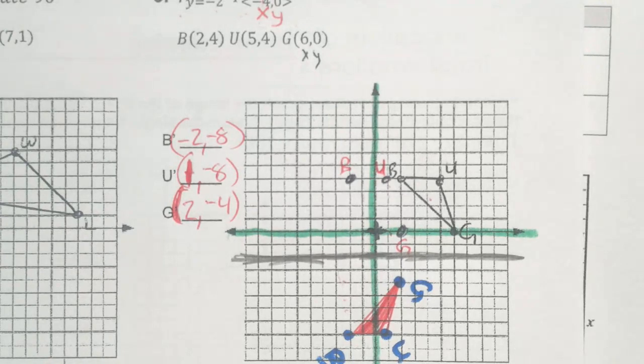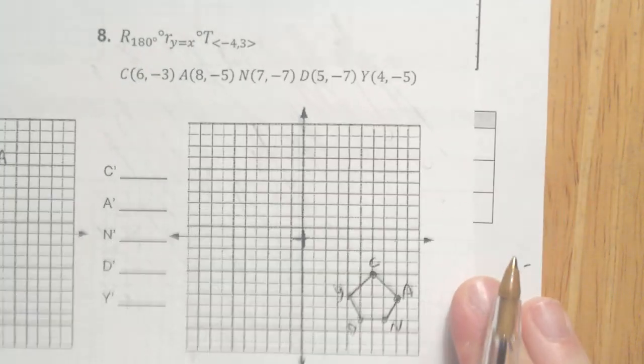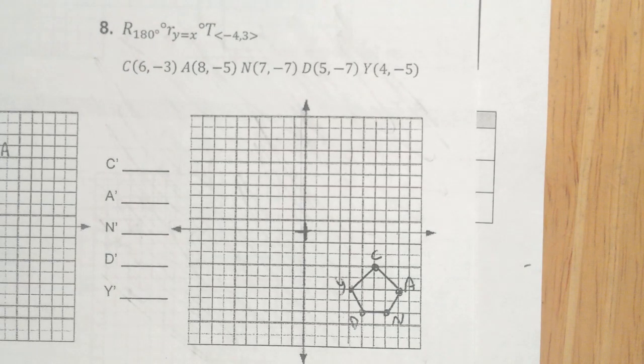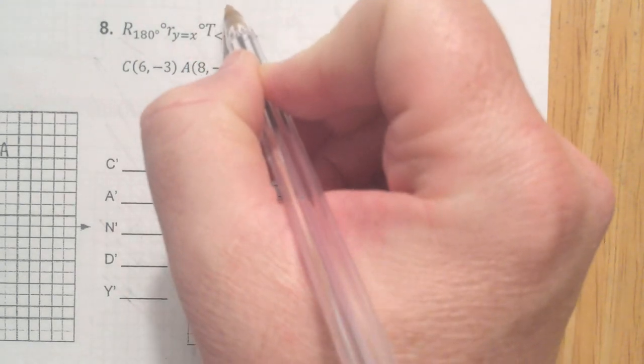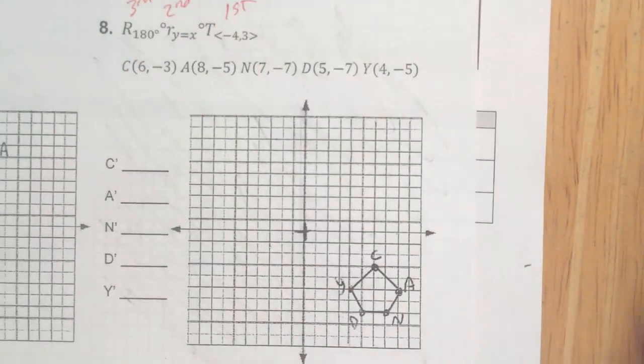Okay, now let's look at number 8. So that was number 6 that we just did on page 32. Now let's look at number 8. Oh my goodness, there's 3 different things we're going to be doing, but that's okay. Just keep going. Just fake it till you make it, right? So this will be the first, second, and then third action.